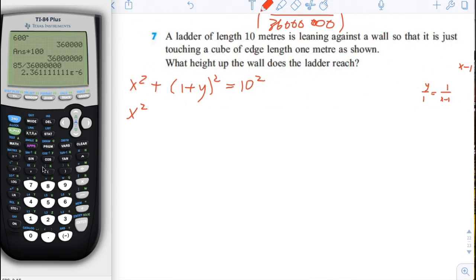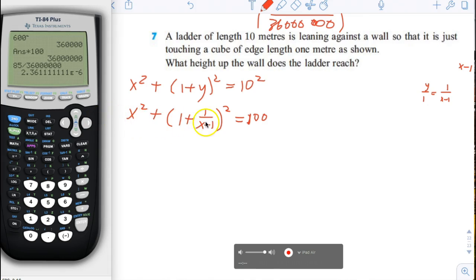So now I'm going to substitute it in. So I have x squared plus (1 plus 1 over x minus 1) squared equals 100. Okay, now your instinct is going to be to expand this and solve for x explicitly. But remember that this is probably going to be a paper 2 type problem. So what you want to do is solve it using the calculator.